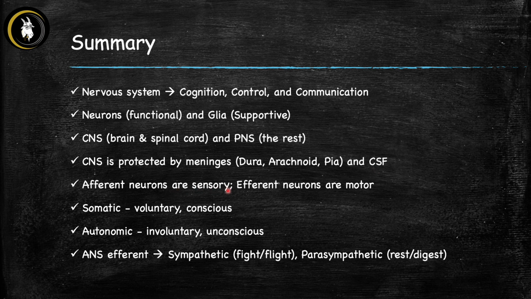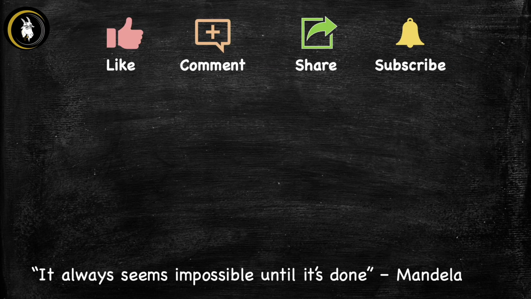Afferent neurons are sensory, efferent neurons are motor. The somatic nervous system is our voluntary and conscious system. The autonomic nervous system is our involuntary and unconscious system. And then the autonomic nervous system efferents are either sympathetic, which is fight or flight, or parasympathetic, which is rest and digest. That's it and that's all.